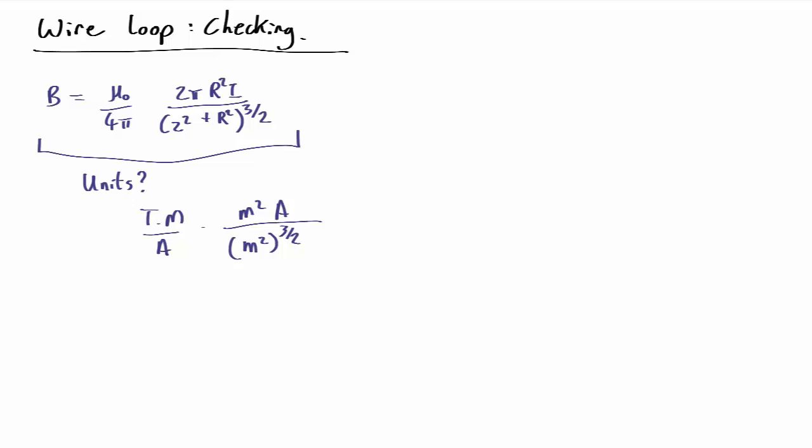So what's going to go on here? Well, the amps cancel. Got meters cubed on the top and the bottom, so that cancels. So it comes out as Tesla. So magnetic field in Tesla, which is good. That's what we want. So tick. How else can we test it? Well, the other way is often limiting cases. What's a limiting case here?